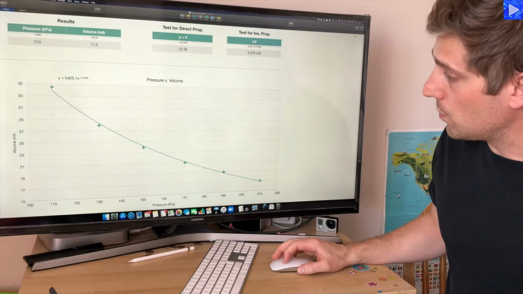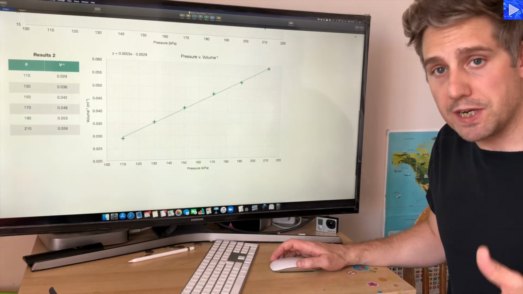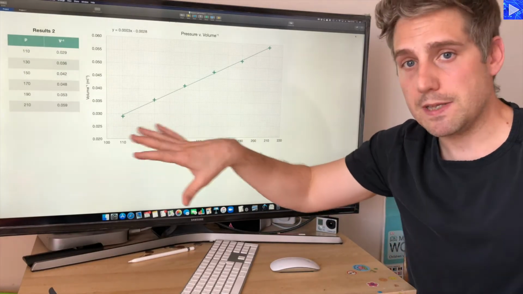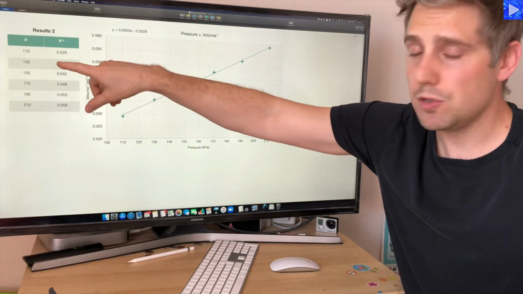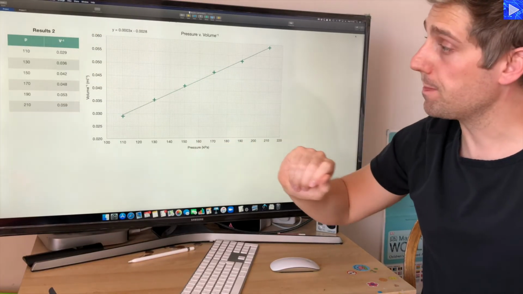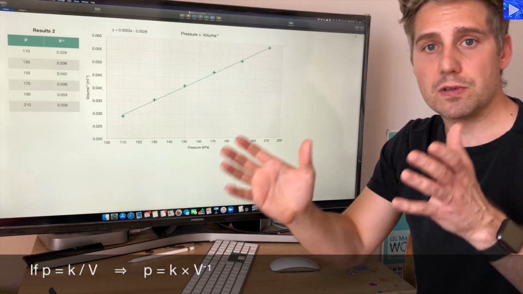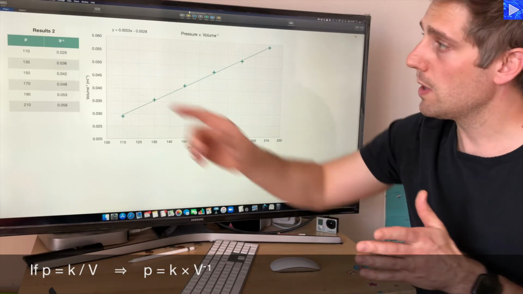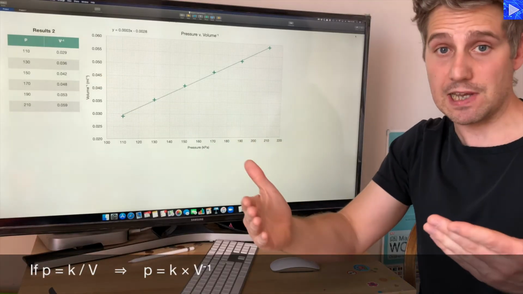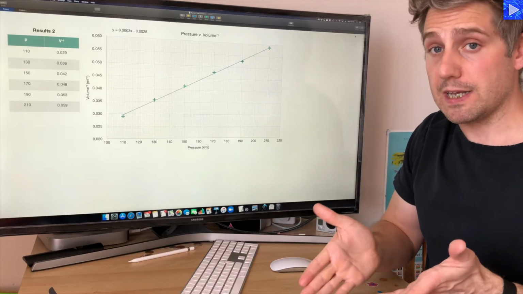As you know, in physics, we like to plot straight line graphs where we can, because then we can investigate the gradient and the y-intercept and better understand our data. So to create this graph, I've created a new table where I've got the pressures as before, and then I've calculated volume to the power of minus 1. If pressure and volume are inversely proportional, then pressure will be directly proportional to volume to the power of minus 1, because that's the same thing. So if we plot these, we should expect to see a straight line.